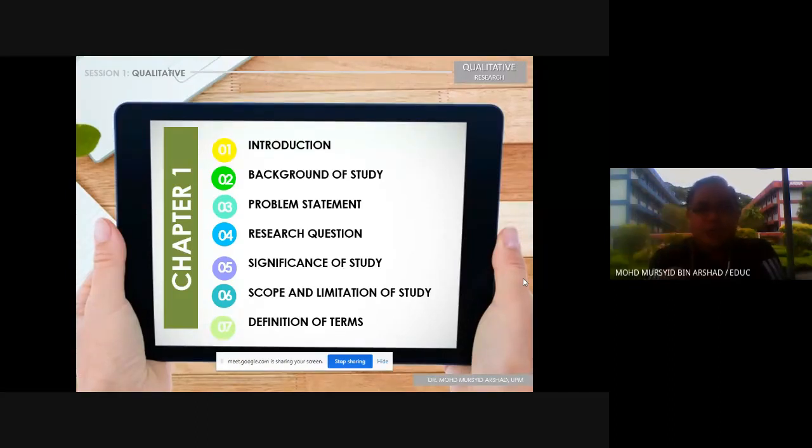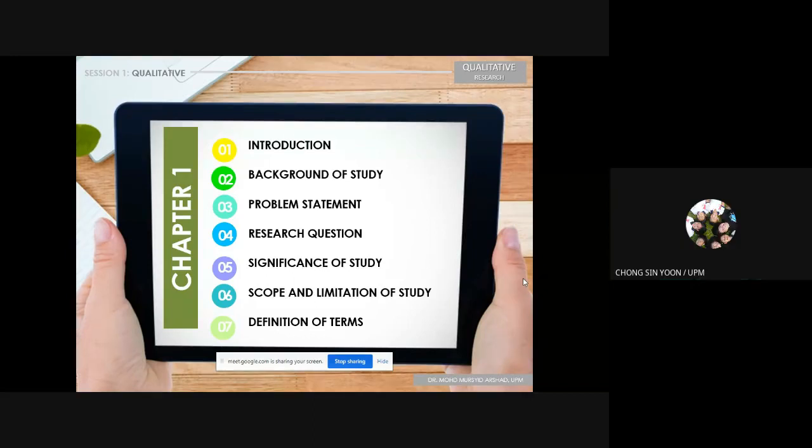Okay, now you finish your background of study. Now you see the third one, the problem statement. So how do you move from the background of study to the problem statement? What is the difference between problem statement and the background of study? Majority of students, I'm sorry to say, are quite confused. What is actually supposed to fit in the problem statement? What makes the difference between the background of study and the problem statement?